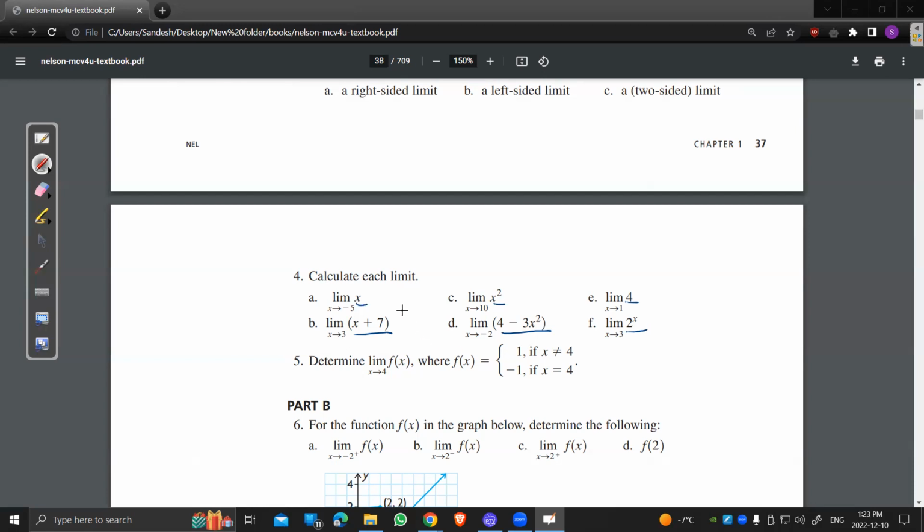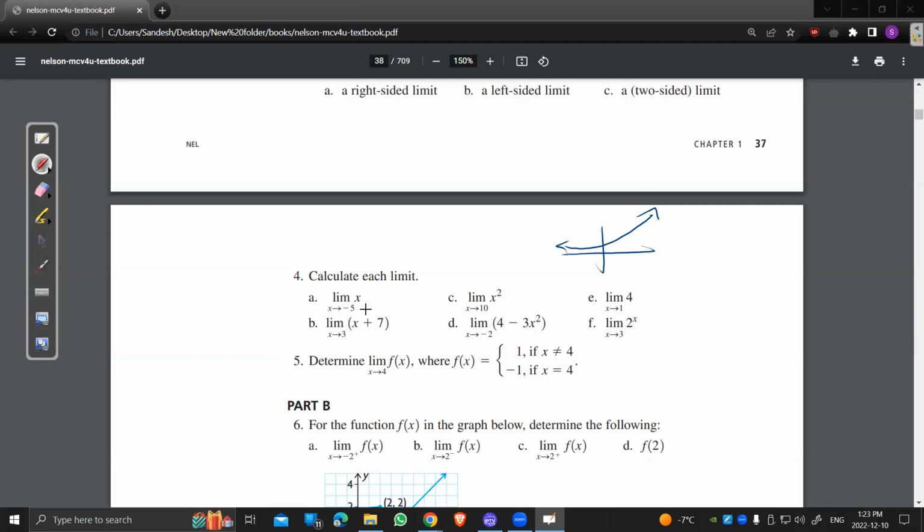Most of them are polynomials. The only one that's not a polynomial is f. But even f, that's an exponential function, that is still continuous. 2 to the power of x looks like this, right? So if a function is continuous, and even if you don't know it is, when you're trying to find a limit, you should always plug it in first. Okay, just straight up plug it in. And if it's continuous, you'll get the limit straight away. You don't even have to do any maths.